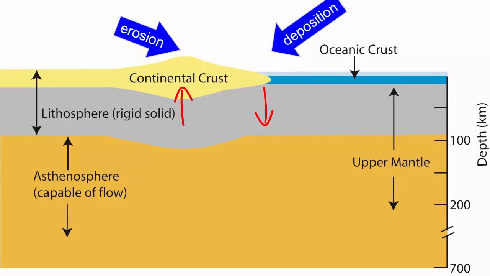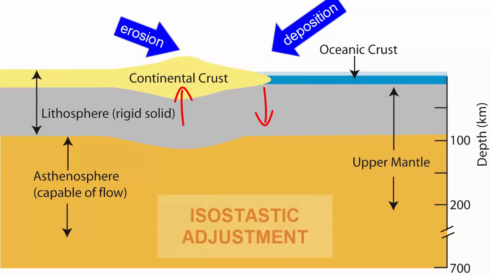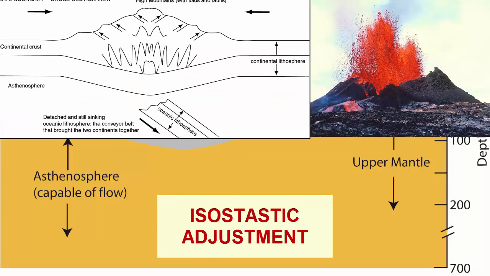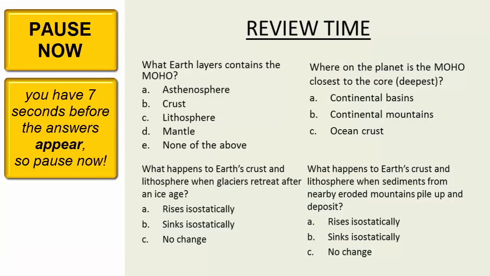So Earth's surface is continually rising and sinking isostatically as weight is removed or added by erosion, deposition, volcanic eruptions, mountain building processes, and other processes related to plate tectonics. Pause now.